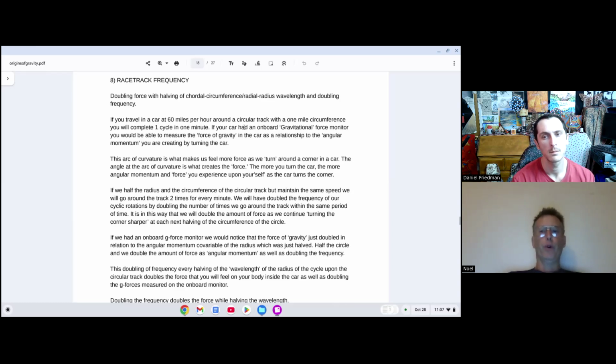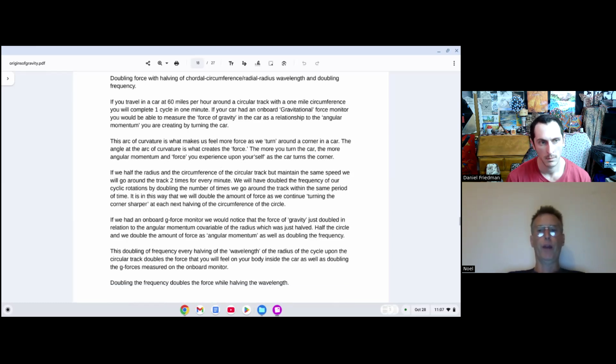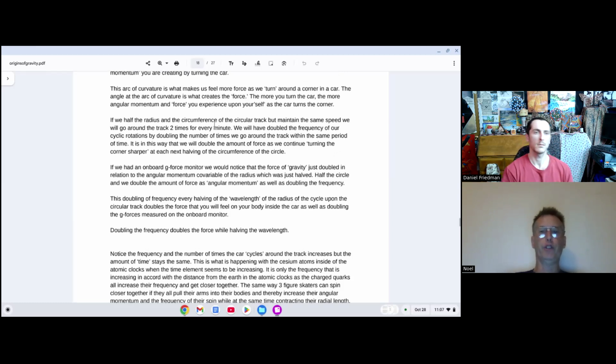If your car had an onboard gravitational force monitor, you'd be able to measure the force of gravity in the car's relationship to the angular momentum you're creating by turning the car. This arc of curvature is what makes us feel more force as we turn around a corner in a car. The angle of the arc of curvature is what creates the force. The more you turn the car, the more angular momentum and force you experience upon yourself as the car turns a corner. Now, if we halve the radius of the circumference of this track to 1/2 mile, but maintain the same speed, we will go around the track 2 times every minute. We will have doubled the frequency of our cyclic rotations by doubling the number of times we go around the track within the same time period.